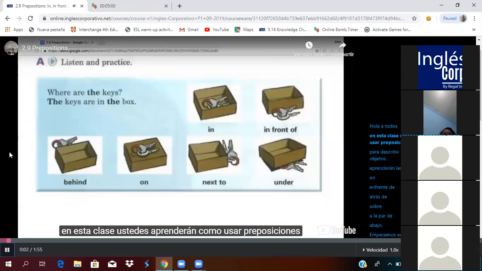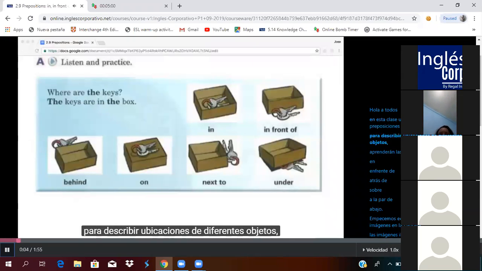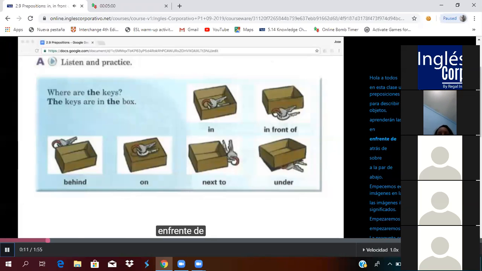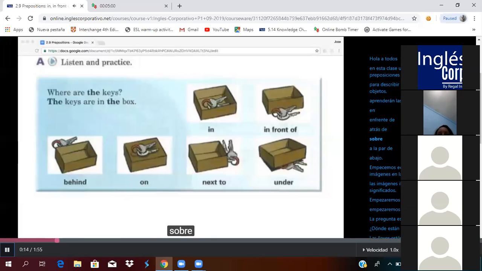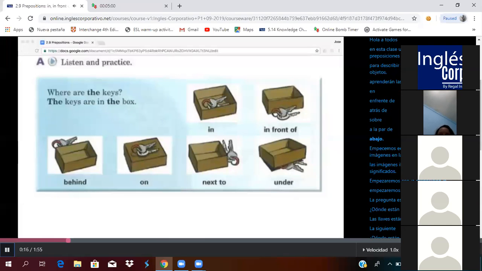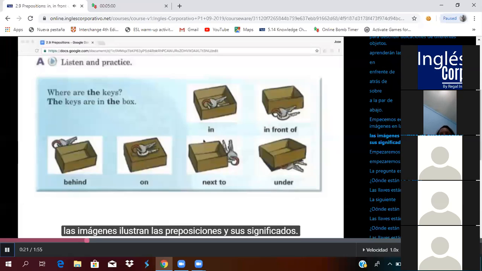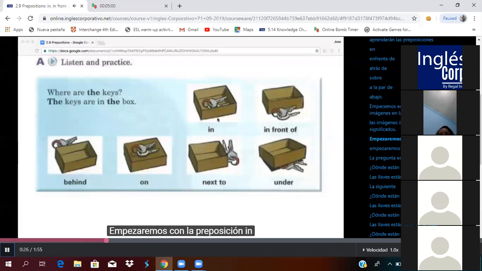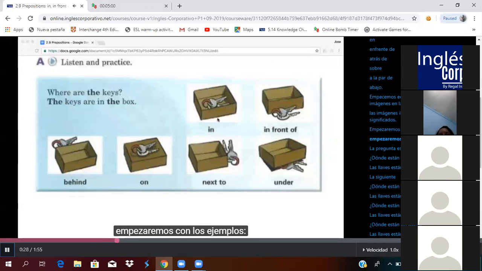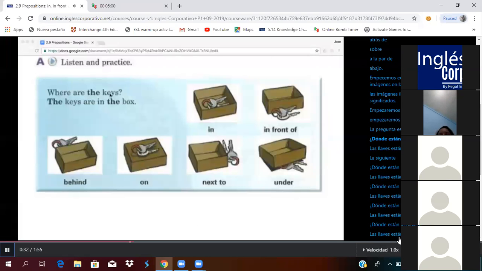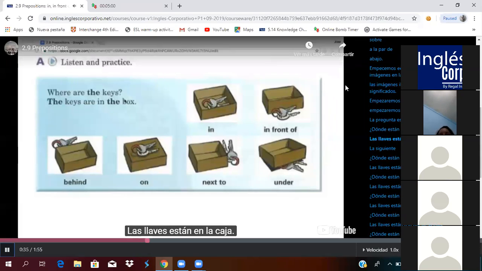Hi, everyone. In this class, you'll learn how to use prepositions in order to describe the location of different objects. You'll learn the prepositions in front of, behind, on, next to, and under. Let's start by looking at the images on the screen. The images illustrate the preposition and its meaning. Let's start with the preposition. We will start with the example. The question is, where are the keys? The keys are in the box.